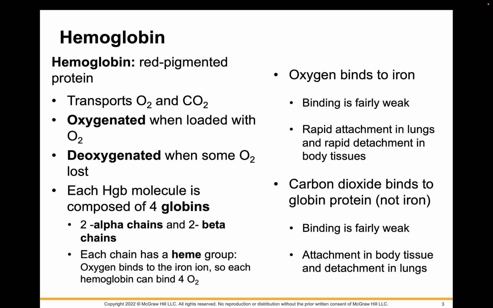When it comes to the transport of carbon dioxide, it is going to be bound to the globin protein, not the iron. That's important, okay? So oxygen will be binding to the iron or the heme component, whereas carbon dioxide binds the globin portion of the protein. This also is going to be a relatively weak binding, so basically you can pick it up and let it go.